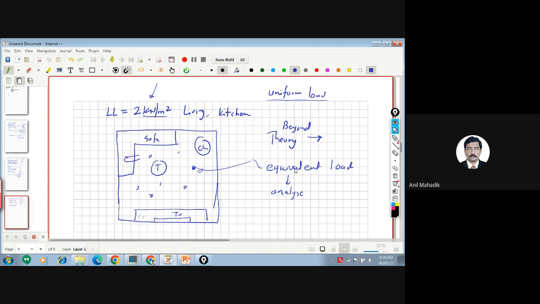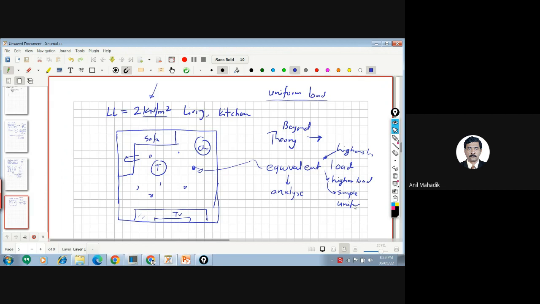So the IS code team has developed the equivalent loads. The equivalent loads are higher loads, on the conservative side. They have assumed higher loads because they are converting them into an equivalent load, and they have assumed a simple load. Simple means, let's say, uniform load. So they are making the assumption like this.